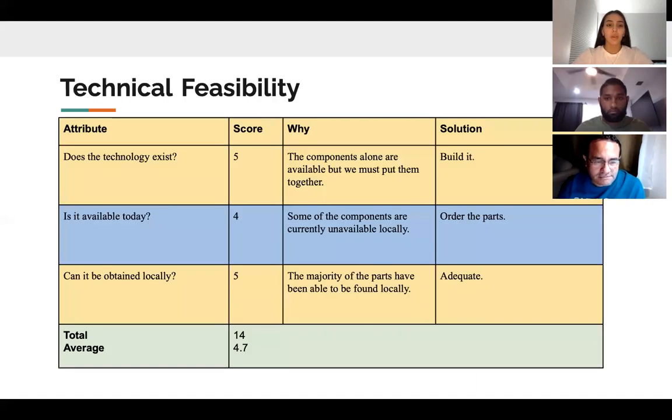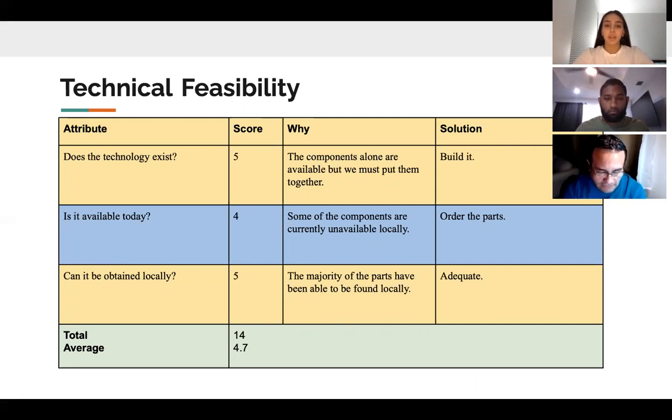So here we have a chart for the technical feasibility. We have a couple of attributes, and we gave each attribute a score from 1 through 5, one being the least and five being the most. Then we have a reason why, and if it was a low score, we would give it a solution. So, does the technology exist? We give it a score of 5 because yes, the components do exist. We only have to build it.